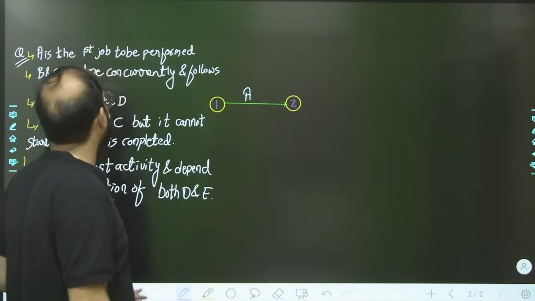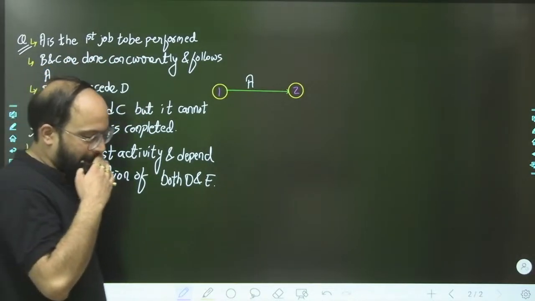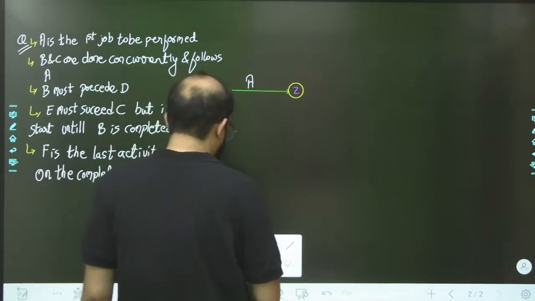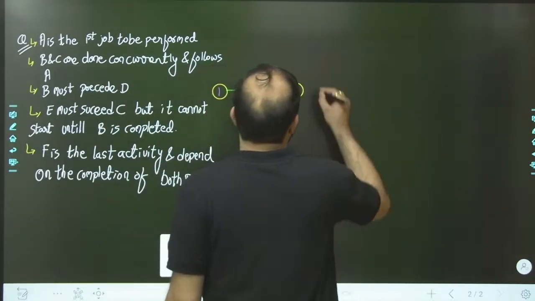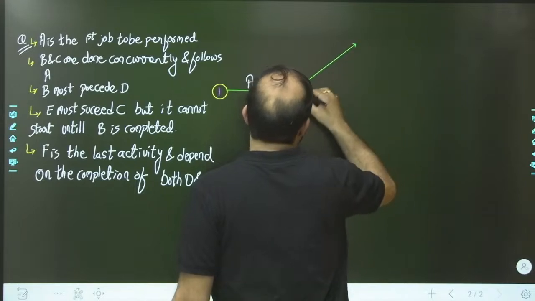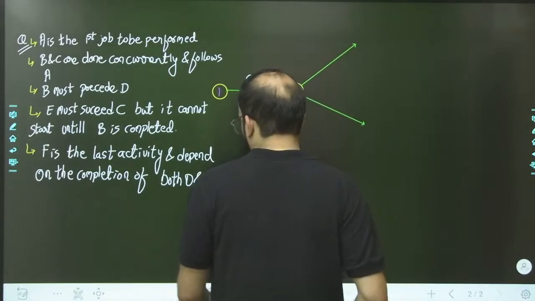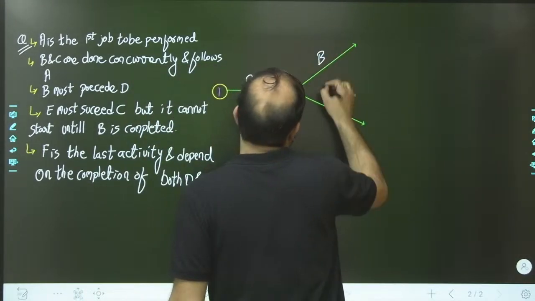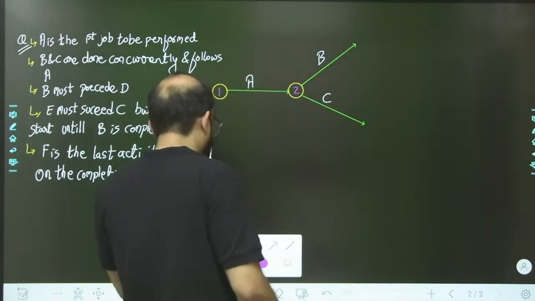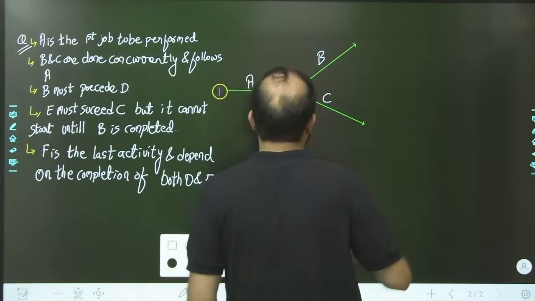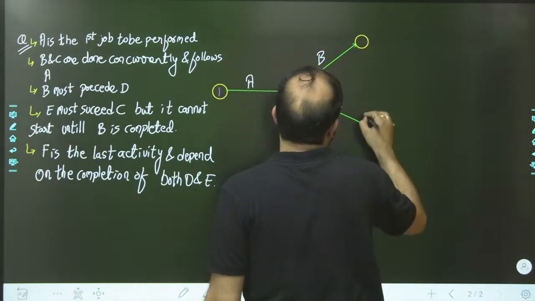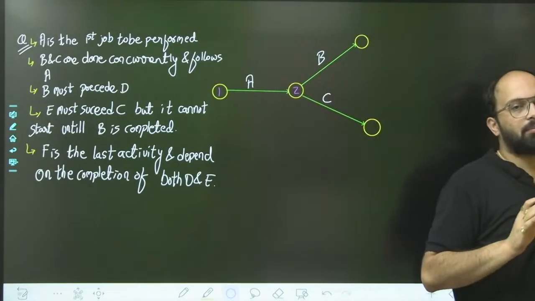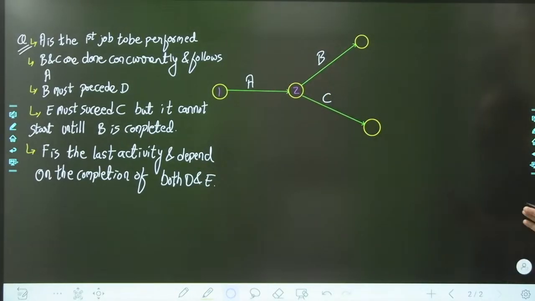Now B and C are concurrent and follow A. So B and C are the two activities emerging from node 2. So event 2 will be the tail event for activities B and C, and B and C will end at these events. We are not going to number these events now; we'll number the events at the end.